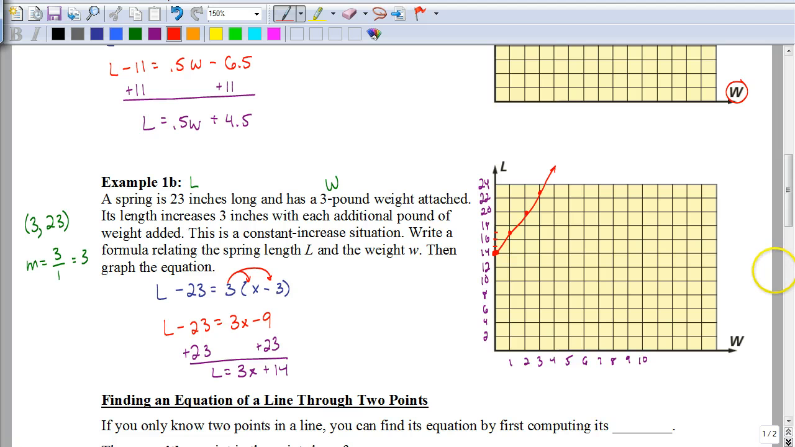Just make sure that when you go to graph these, if you change the scale, if you're not counting by 1's, make sure that you make that adjustment when you're using your slope.